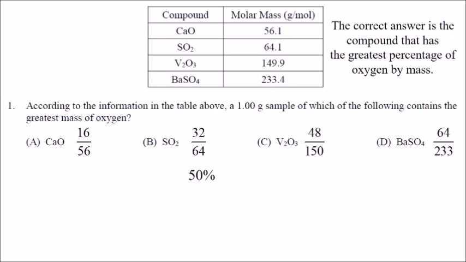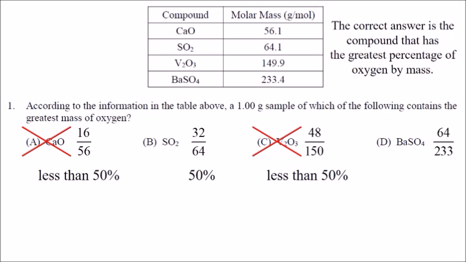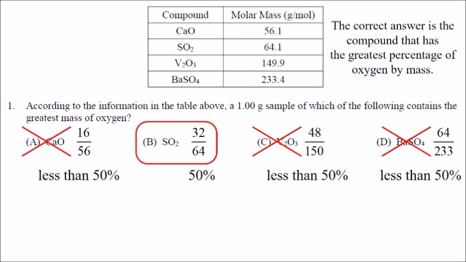So choice A, 16/56, is definitely less than 50%, so we can eliminate choice A. 48/150 is also less than 50%, and 64/233 is less than 50%. So the compound that contains the greatest percentage of oxygen by mass would be B, sulfur dioxide.